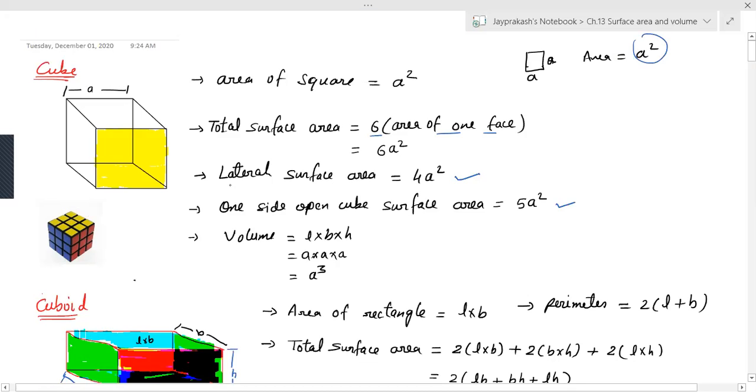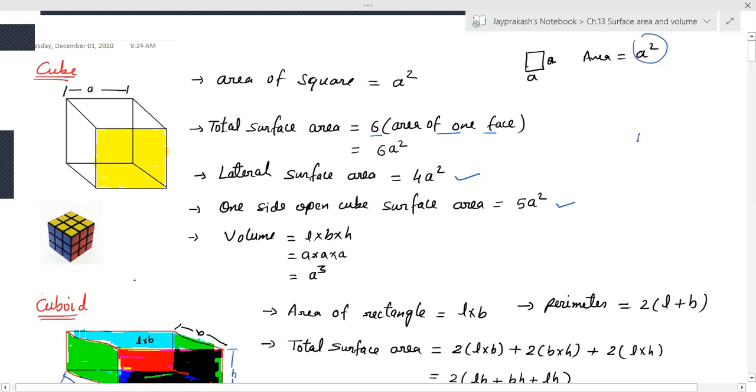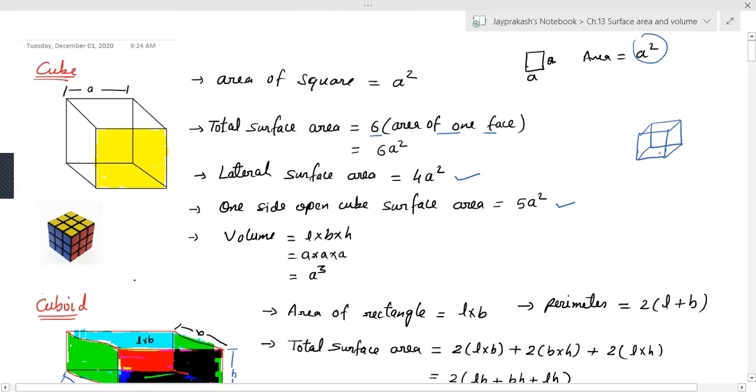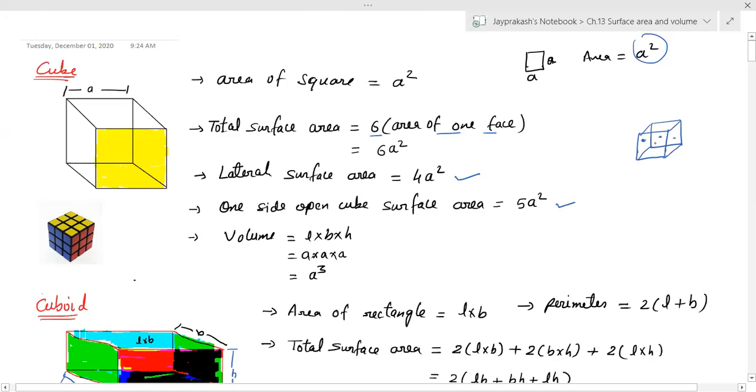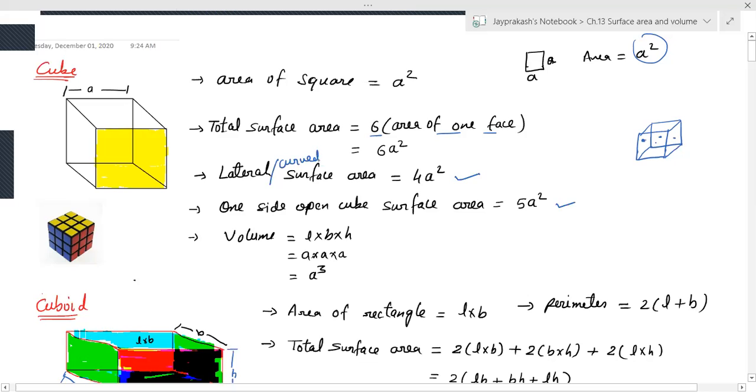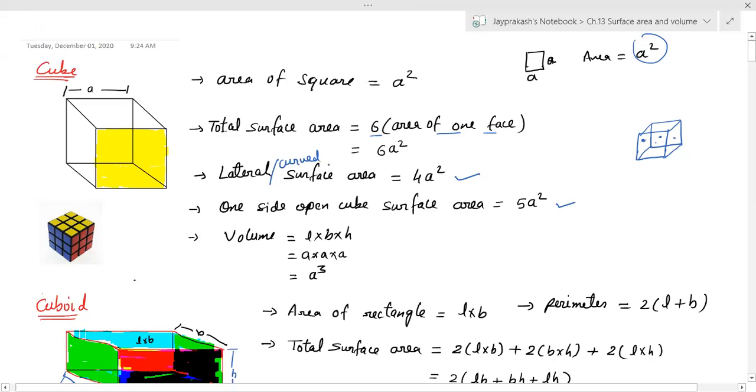And now if we talk about the lateral surface area, the lateral surface area means just the area of the four walls. When you rotate your neck in a circle, we are able to see only four walls. The top and bottom will not be visible; this will be visible, this two, this three, and this front one four. So that's why lateral surface area is equal to 4A square. Or in place of lateral, you can also write curved surface area. Both are the same.